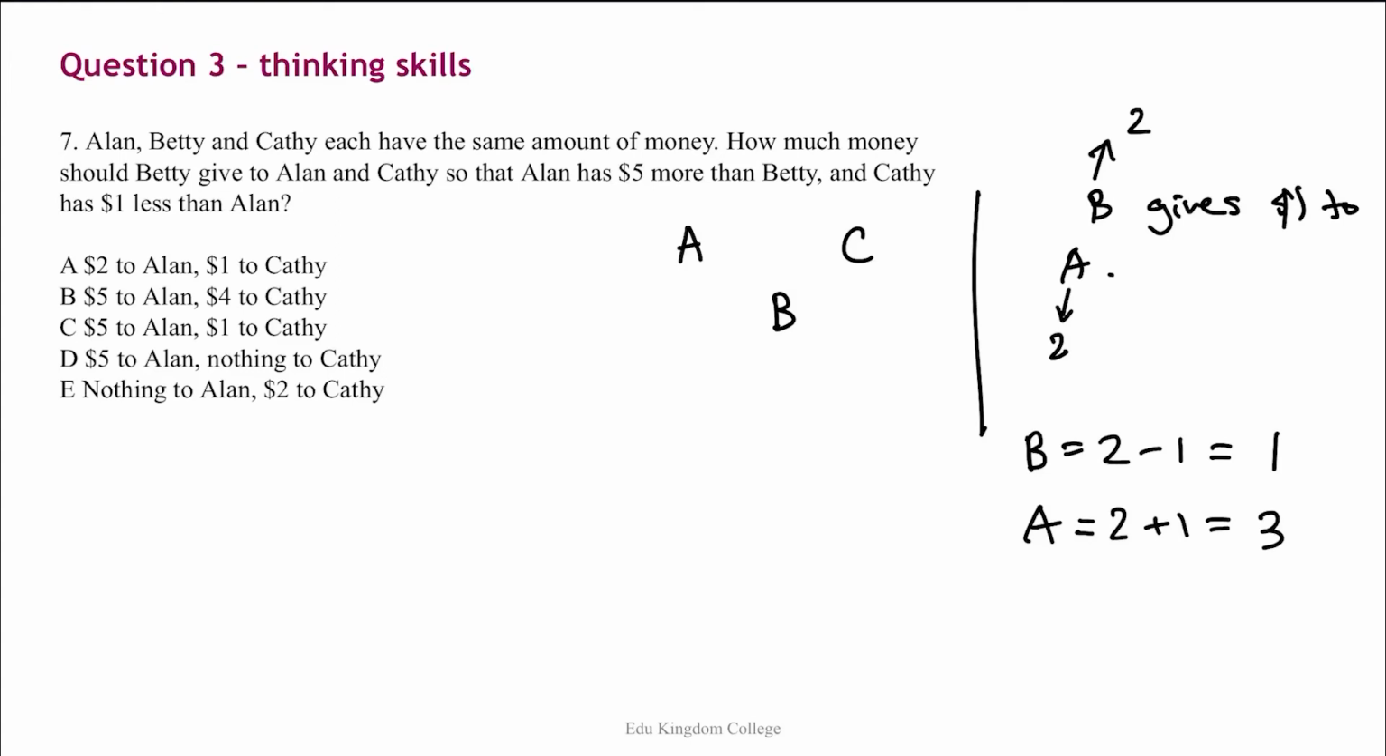Okay. So after Betty gives Alan $1, suddenly the difference between Alan and Betty, who used to have the same amount, is suddenly $2. Can you guys see this relationship between how much money is given and the difference that ends up between them? It's actually 2 times bigger. Okay?